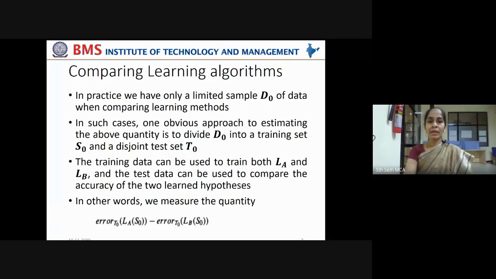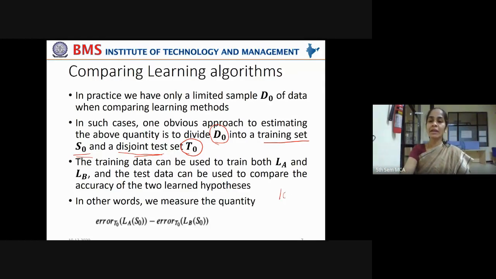Let us discuss them. In such cases, one obvious approach to estimating the above quantity is to divide D naught, that is the number of training examples in the sample available, into a training set denoted by S naught. See the representations. When we are discussing the formulas, you should be aware of these representations. Training set is denoted by S naught, and a disjoint test set denoted by T naught. Okay, why do we call it a disjoint test set? You are making a clear partition.